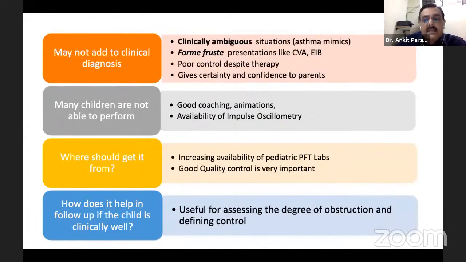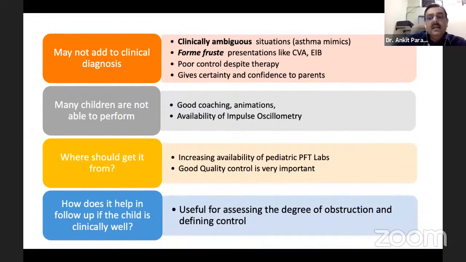So to summarize about lung functions, it is really useful if you're looking at clinically ambiguous situations, partial manifestations like cough variant asthma and exercise-induced bronchoconstriction, or poorly controlled patients on therapy. And it obviously is a hallmark for diagnosis. It gives certainty and it gives confidence to parents. We're not trying to say that you cannot manage asthma without doing a lung function. No, that is not the message which should go across.